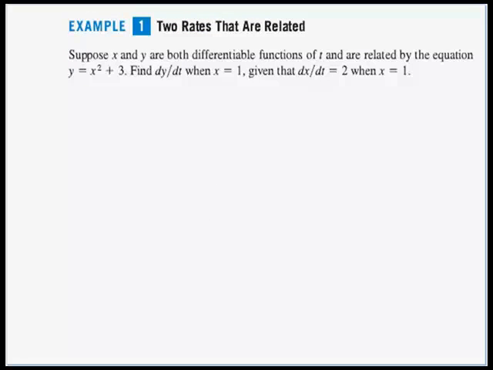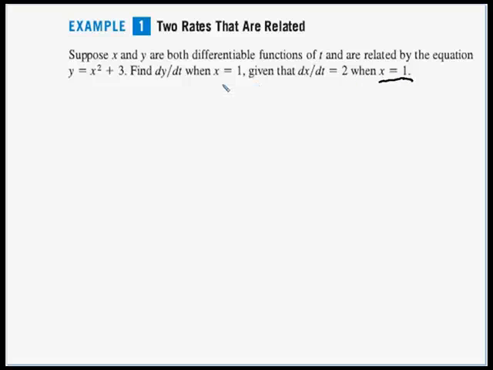Here's just a real easy example. It's not tied into any type of real-life problem. They're just going to flat out give us the equation and a rate of change at a given point in time and ask us to find these two rates that are related. So suppose x and y are both differentiable functions of time, t, and are related by this equation, y equals x squared plus 3. Find dy/dt when x is equal to 1. Given that, they have to give us one of the rates at the start of the problem. Given that dx/dt is 2 when x is 1.